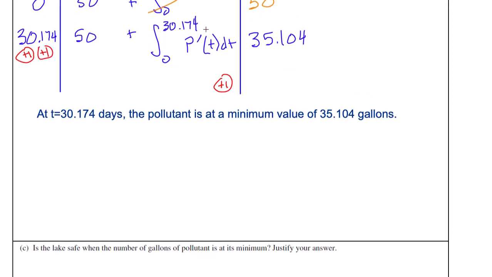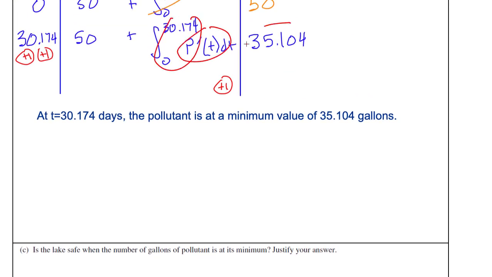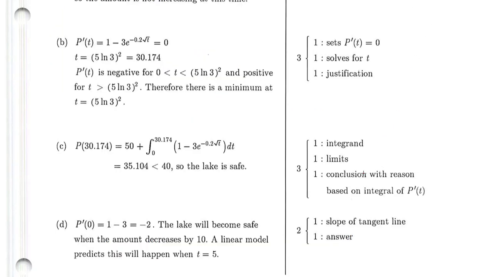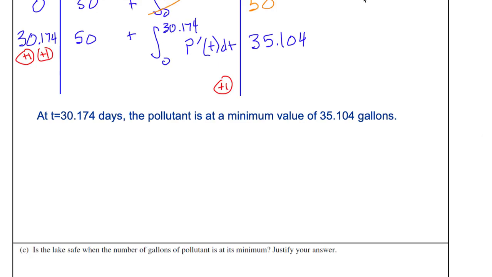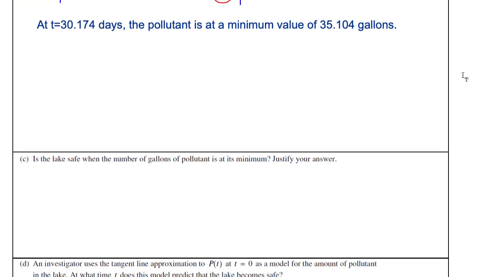How many points do you get? 1 point for the limits, 1 point for the integrand, and 1 point for the answer and justification, I believe. Conclusion based on the integral. So our conclusion down here, we can type it in. We can say, yes, it is safe because 35.104 happens to be less than 40. And all of our points came from up above, so that one was out of 3 points. That one was also out of 3 points.